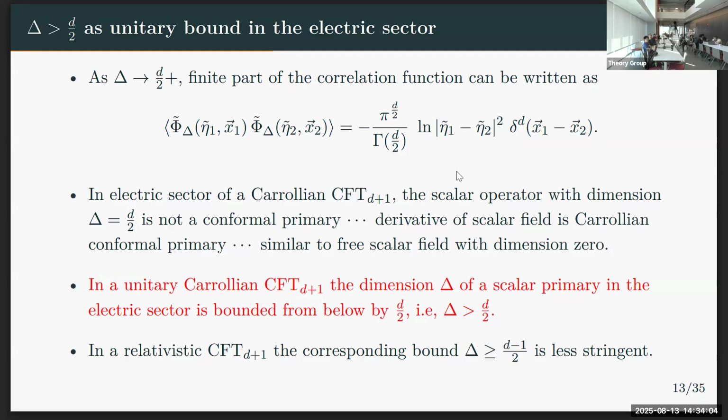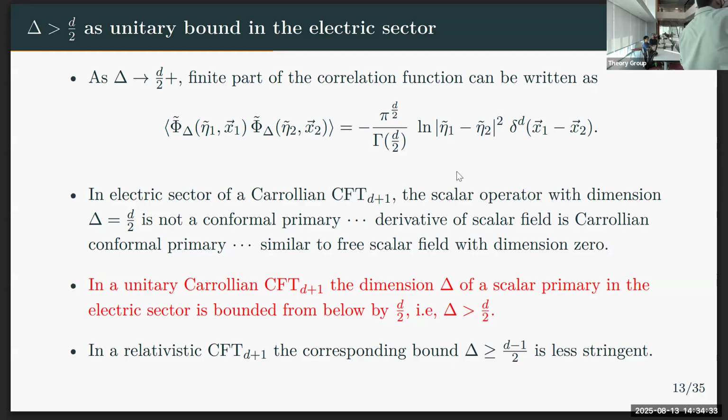So for delta equal to d/2, because this form contains a log, it's not a conformal primary. However, if I take the derivative of the left-hand side with respect to eta tilde_1, it will pull down this log, and you will again get the power law. So what I can say is that this derivative of the scalar field is a Carrollian conformal primary, just like in conventional CFT, when you take the derivative of the spin-zero field, it becomes the primary.